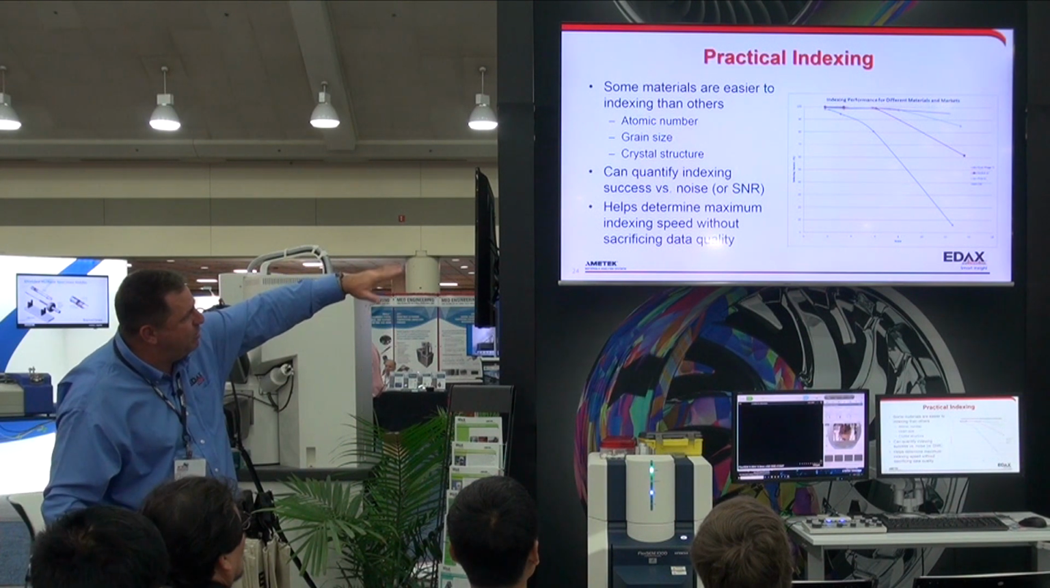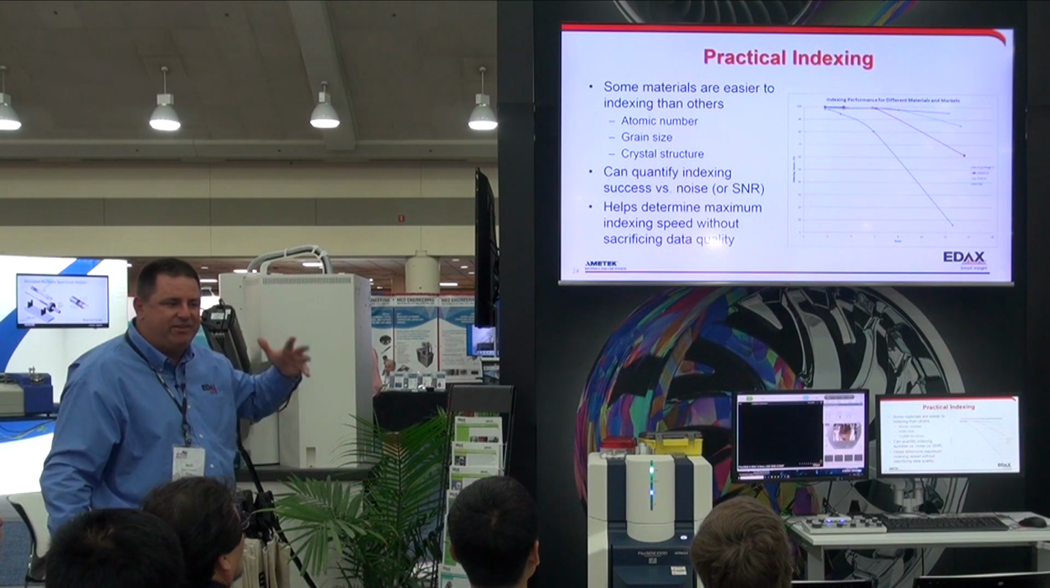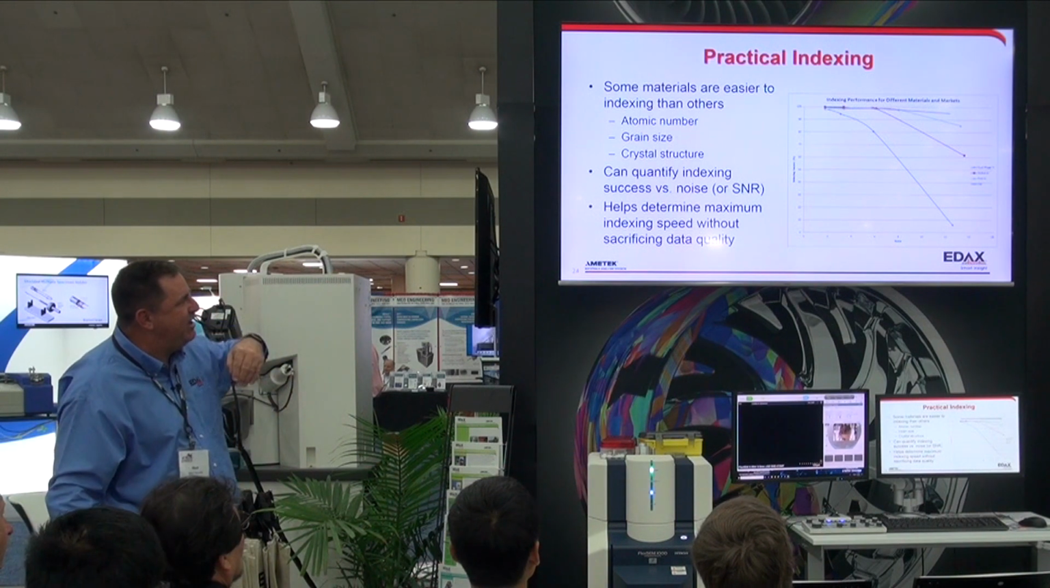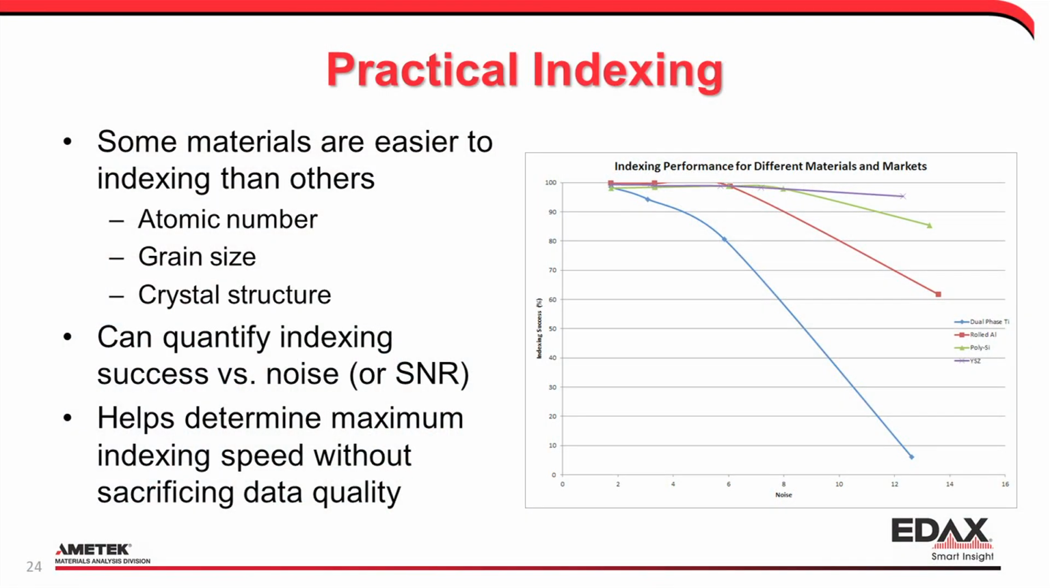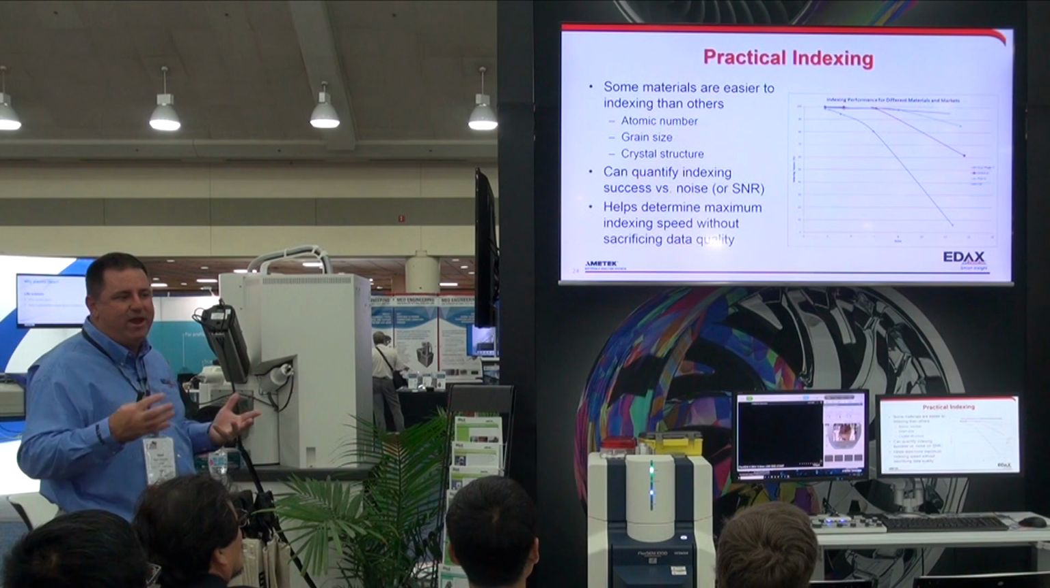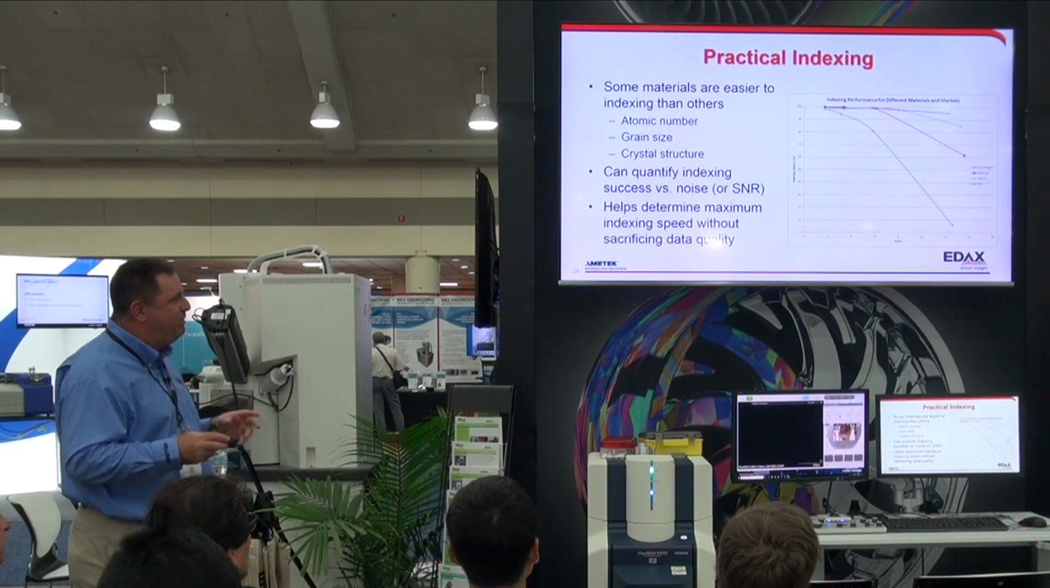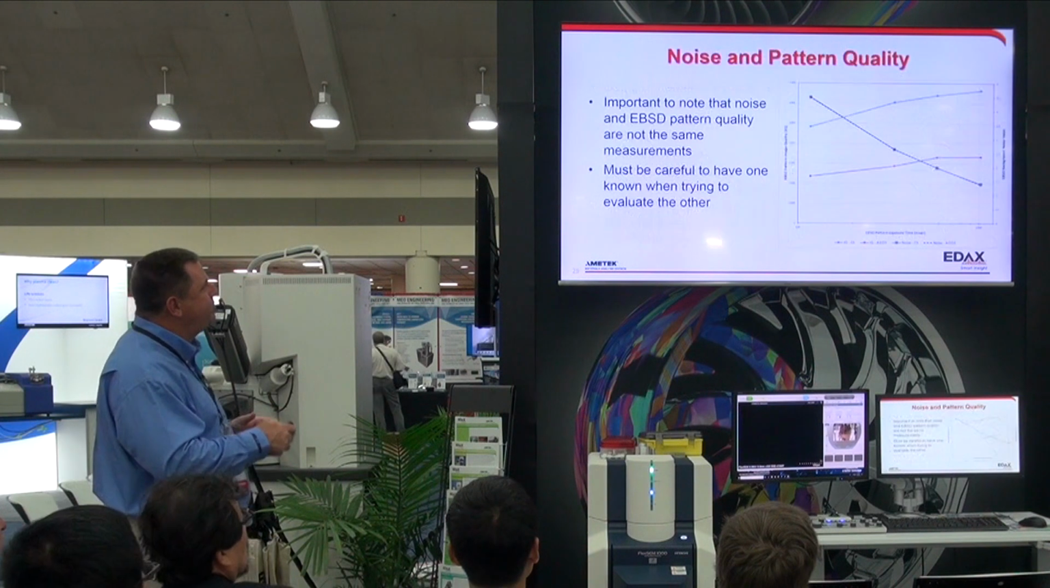Something like a rolled aluminum is light. You don't get as much scattering signal, so it can't tolerate as much noise. A lower atomic number material, but not as deformed. So for us, understanding how much noise different materials can tolerate helps us design detectors that work on more materials and understand what speeds we can operate and still get the good results that we want.